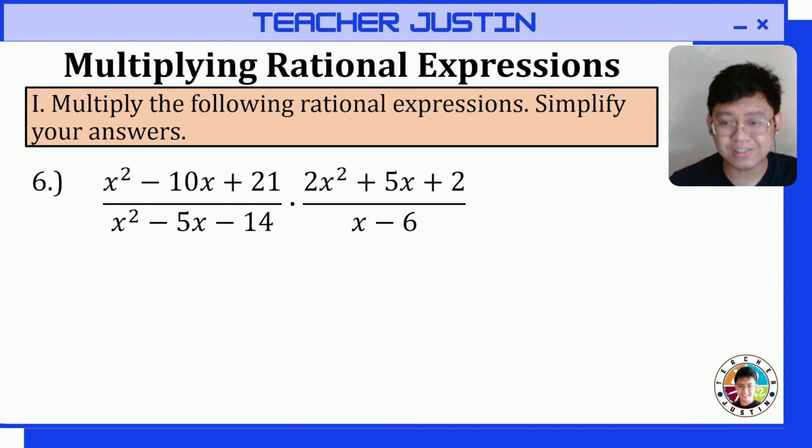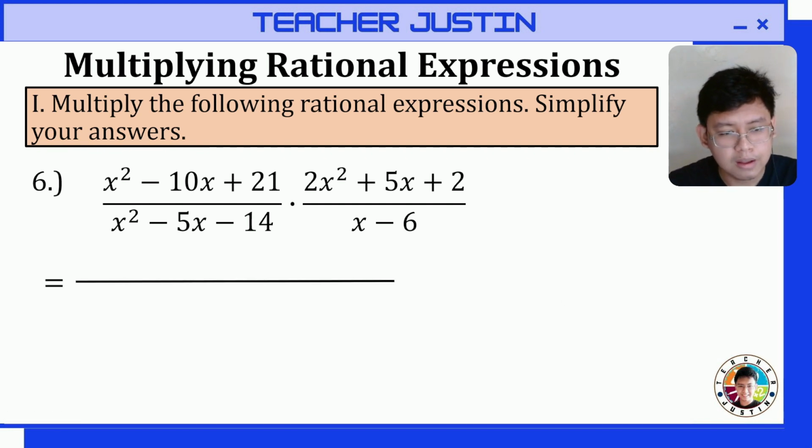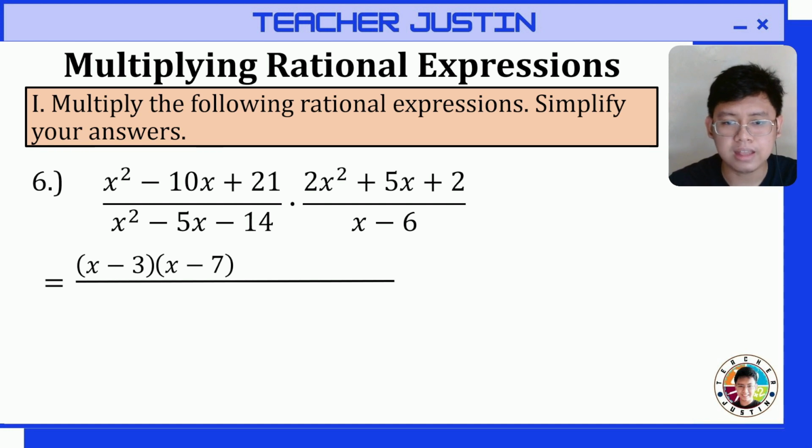Alright. Let's multiply these rational expressions. So, ang first step natin pag magmumultiply tayo ng rational expression is for us to factor our numerators and denominators. So, simulan natin by placing them in one rational expression and let's factor our first numerator. Si x squared minus 10x plus 21. Ang factors niya is x minus 3 and x minus 7.